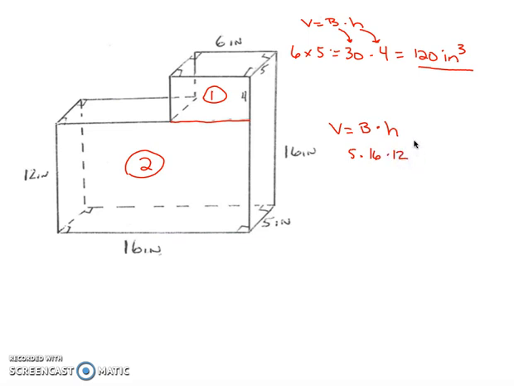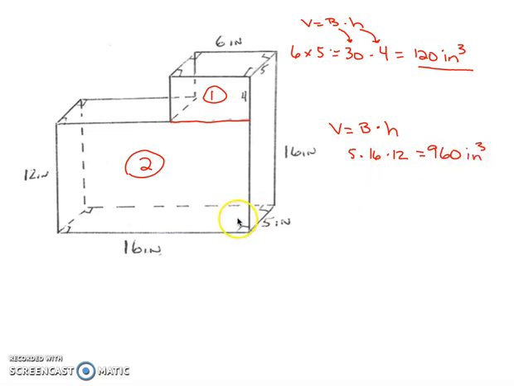So again, don't get mixed up here. This 16 here is for the entire object, and we're only measuring for this bottom piece, so that's why we used 12. So 5 times 16 times 12 has a volume of 960 cubic inches.